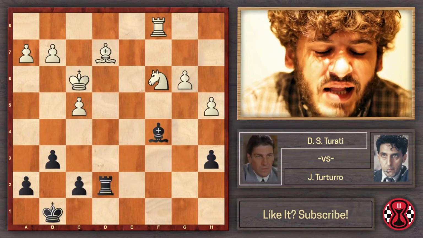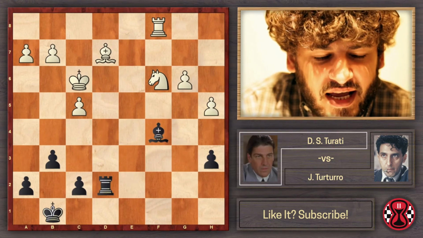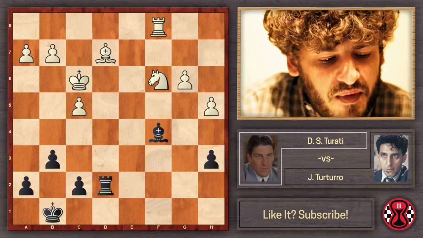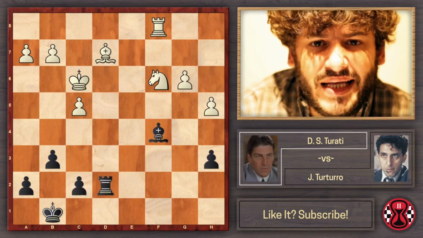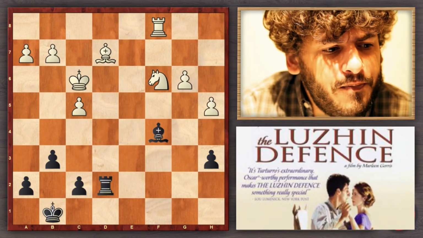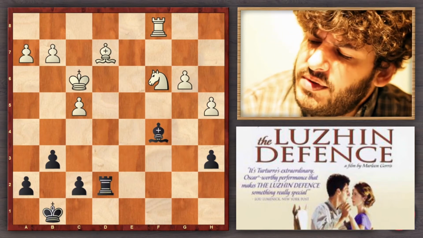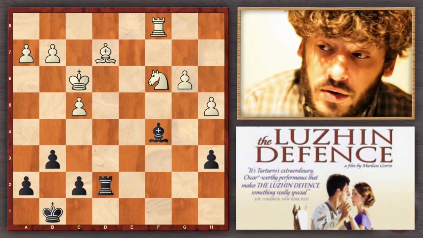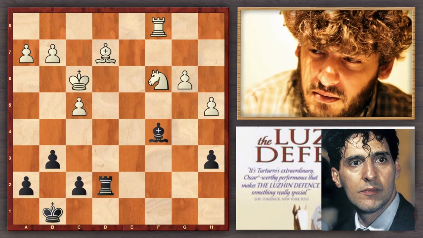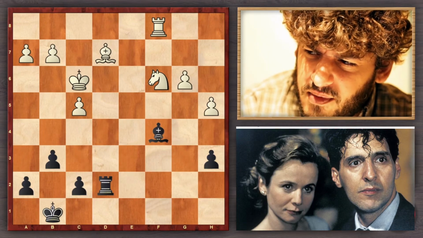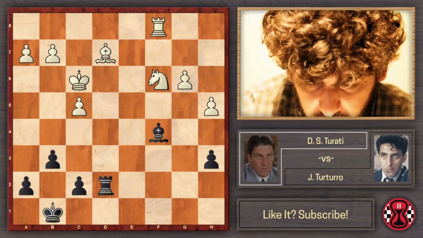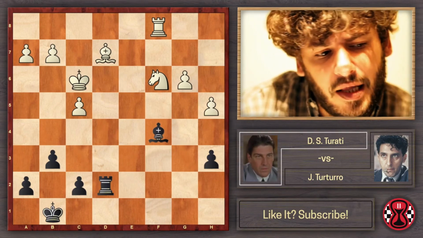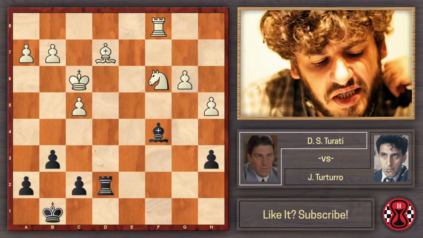Okay, and this last one is, well, again, relatively known. This is the final and main problem of the movie The Luzhin Defense with, what was the name of these guys? John Turturro, and she was Emily Watson. What's her name? I think. I don't know. And you can leave it in the comments. The film is not bad. It has a lot of, yeah, good details.